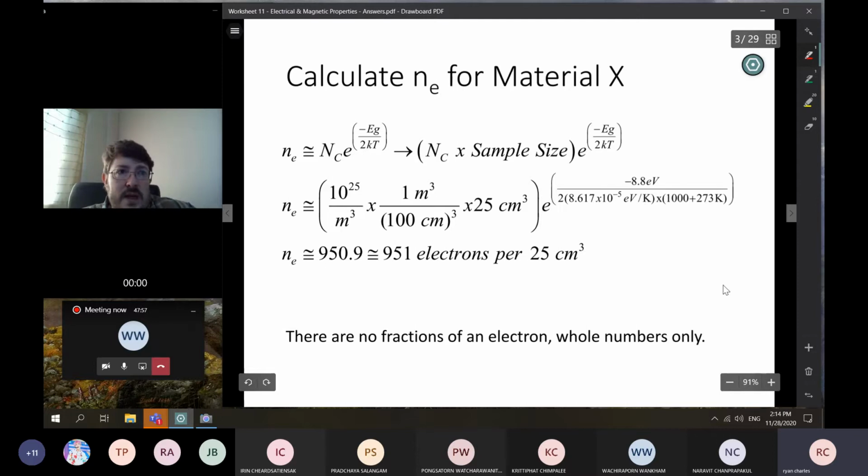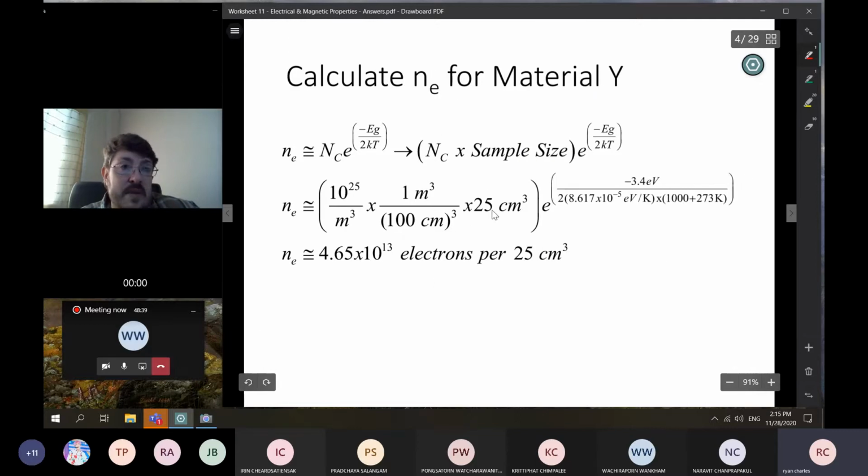Minus 8.8 divided by 2 times Boltzmann's constant times 1000 plus 273, right? This is in Kelvin, so this should be in Kelvin, all right? And you'd find that N sub E was 951 electrons per 25 cubic centimeters, right? 950.9. You can't have a fraction of a particle. You can't have a fraction of an electron. You can't have a fraction of a proton, right? So you'd round this to the closest whole number, so 951, right? Which isn't a very big number.